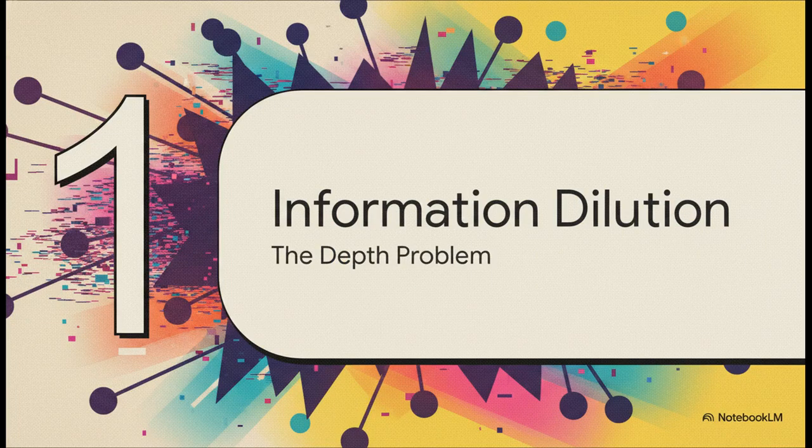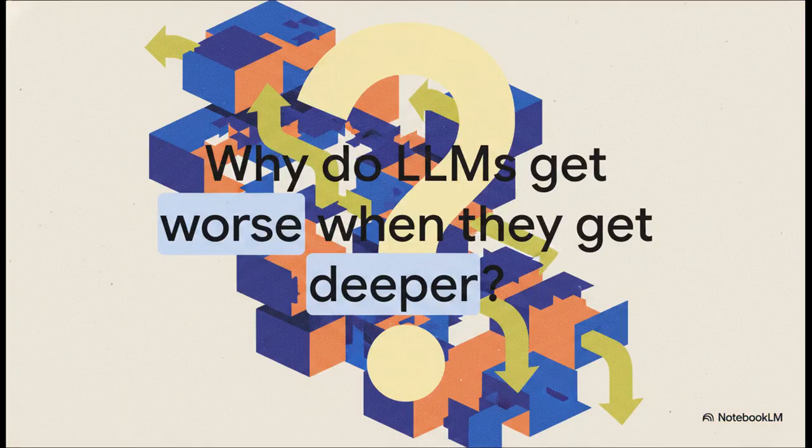All right, Section 1, the information dilution problem. I want you to really think about this for a second. Why is it that when large language models get too deep, they actually start getting worse? In theory, deeper networks should mean more complex reasoning, right? They should be able to handle much richer hierarchical computations to solve harder problems. But in practice, modern transformers often just fail to turn those extra layers into actual benefits.